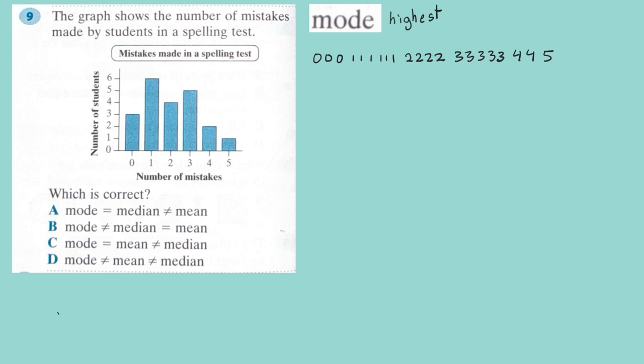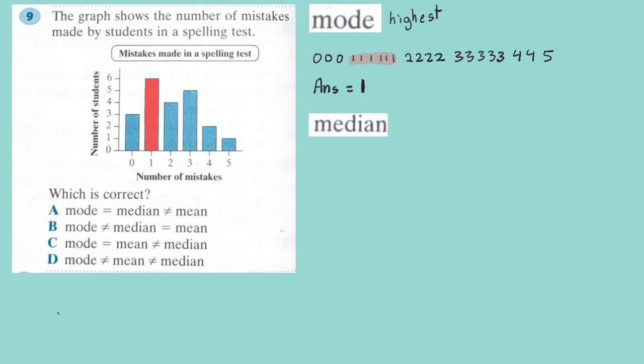So the highest occurrence is of 1 number of mistakes, which is illustrated by this column here in red. So the answer for the mode is that it is equal to 1. Now let's go ahead and have a look at the median.